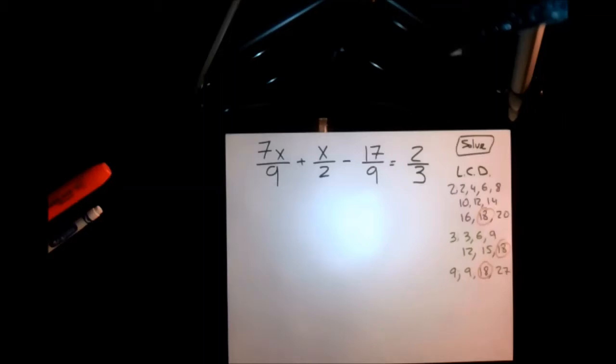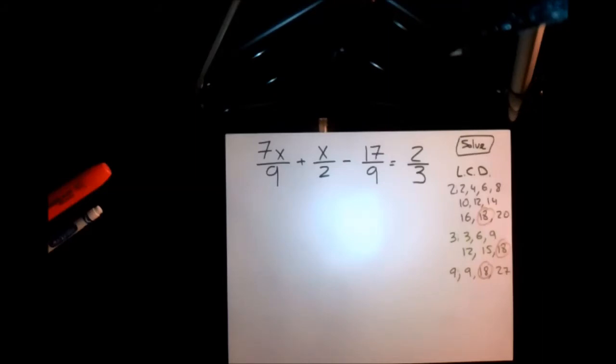So how does that help me? Do I want to convert them all to have the LCD? No, because I'm trying to get rid of the denominators altogether. I'm not trying to make them all common. My plan is to get rid of them all. And the best way to do that is to multiply the entire equation by the LCD. You're probably thinking, now you lost me. Well, bear with me here and I'll show you why.